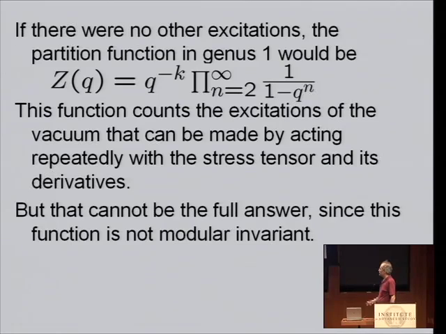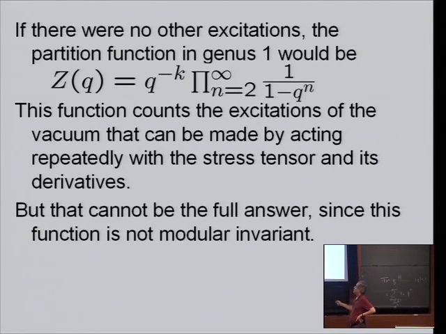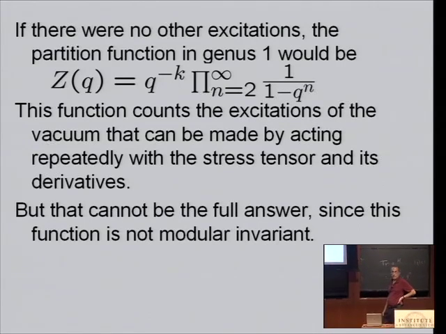The partition function is defined as the trace of q to the H. So it's the sum over all energy levels. Let's say an energy level n, the number of levels of that energy times q to the n. q is taken to be less than 1 so that the sum converges. So the ground state had energy minus k, so its contribution is q to the minus k.